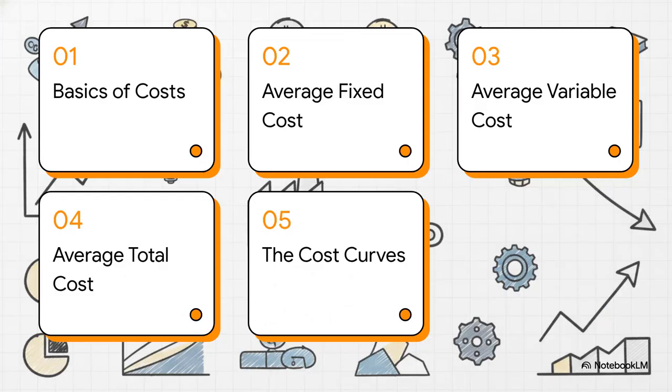Okay, let's run through our roadmap real quick. First, we'll hit the basics of production costs, then average fixed cost, average variable cost, average total cost, and finally, we'll wrap it up by looking at the cost curves explained.